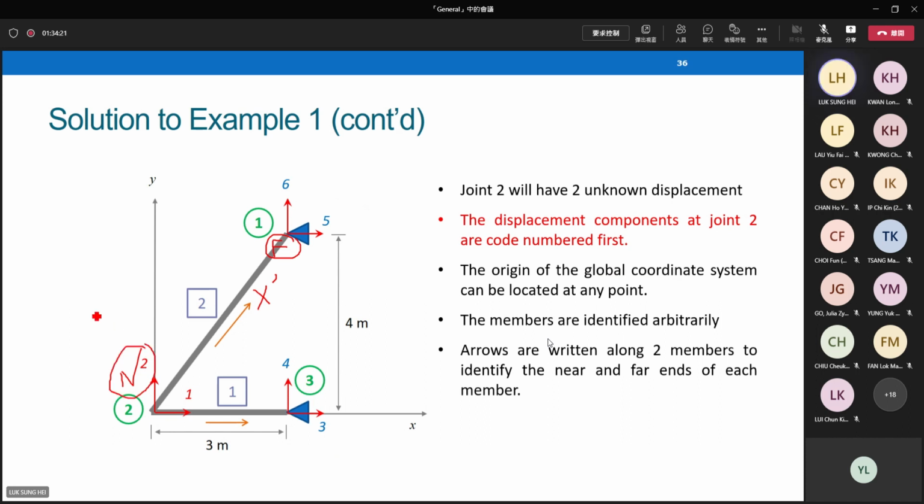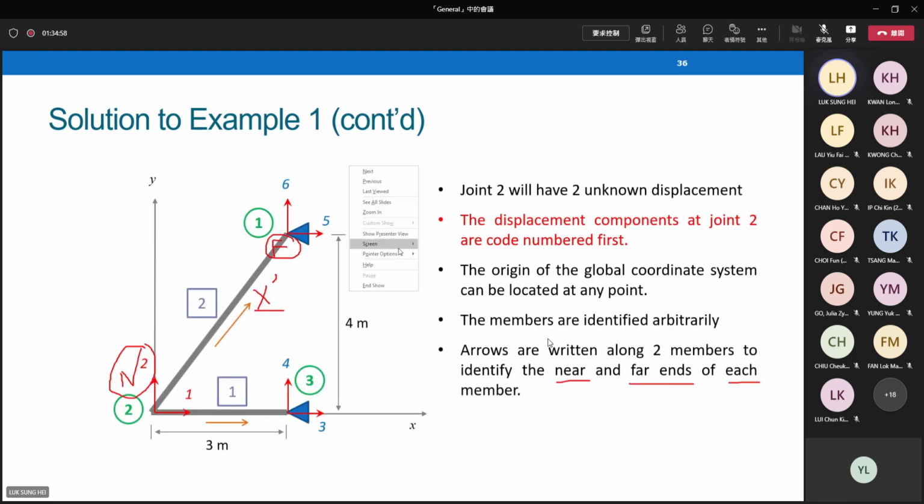N means near end node, f means far end node. Right? Near to the origin of the local x-axis. And far means far away from the local coordinate system. The arrow points to the far end nodes. So this arrow will help you define where is the near end, where is the far end for each member. Each member, you have to evaluate for each member. Each member has a different definition of node n and node f.